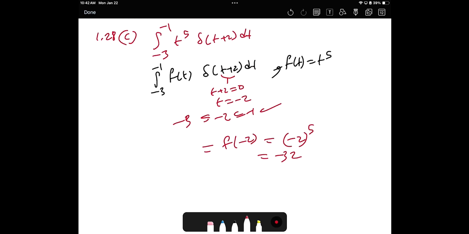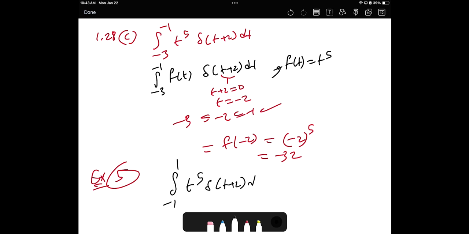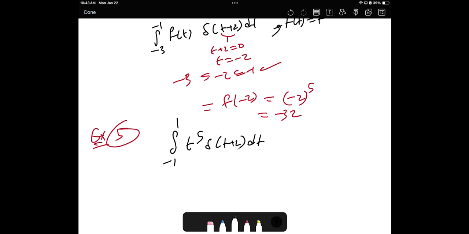Any question? Now another example, I want you to try it. Another example number 5, which is the integral between negative 1 to 1 of t power 5 delta t plus 2 dt. What's the value of this? 0. Why? Because negative 2 is outside the bounds of the interval.